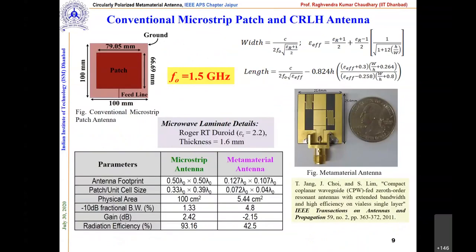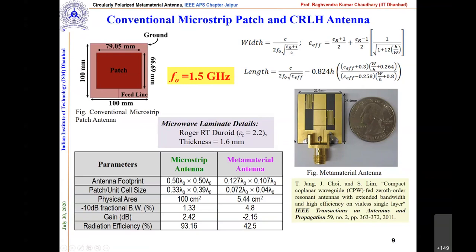So what we did was try to design it at 1.5 gigahertz. There is a purpose for this, which I will tell you. At 1.5 gigahertz, we tried to find out its dimensions, and we found the overall antenna size is 100 by 100 mm square, whereas the patch size is 79 by 66.7 mm square. This is a pretty large antenna at 1.5 gigahertz, and given the frequency this is expected. We cannot deny the size, correct?